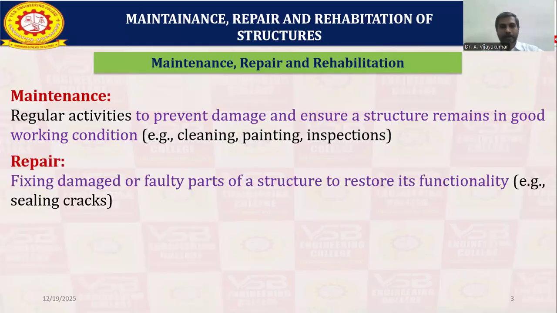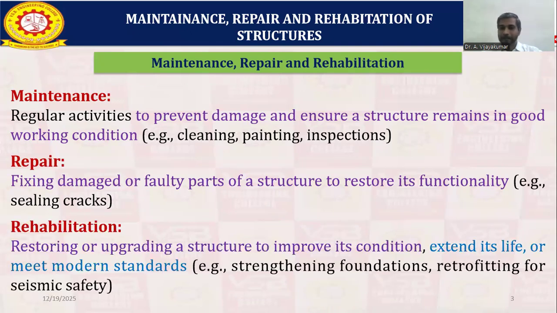While talking about repair, it is fixing the damaged or faulty parts of the structure to restore its functionality. For some reason the structure may be partially damaged or collapsed. Using some repair techniques, we restore the original section and its functionality. For example, sealing of cracks and stitching of cracks. We can call these the repair of structures.